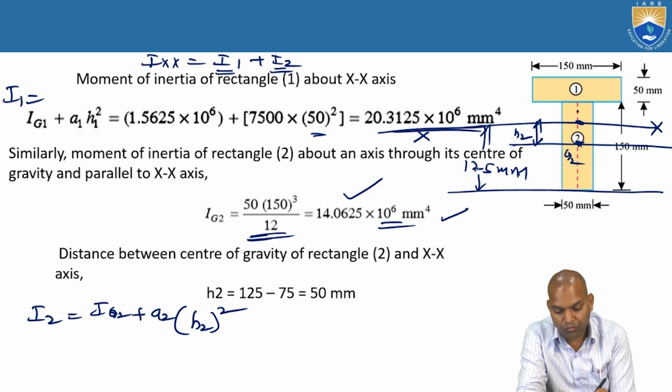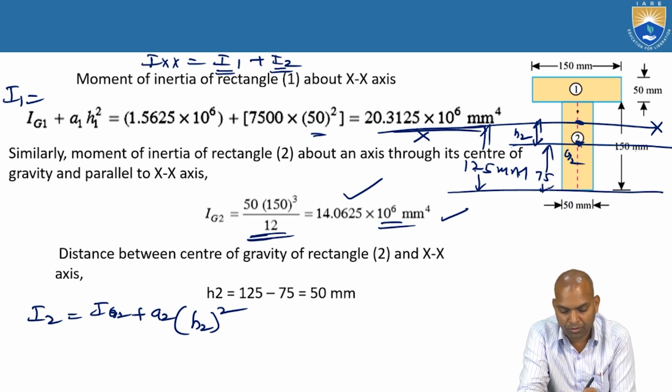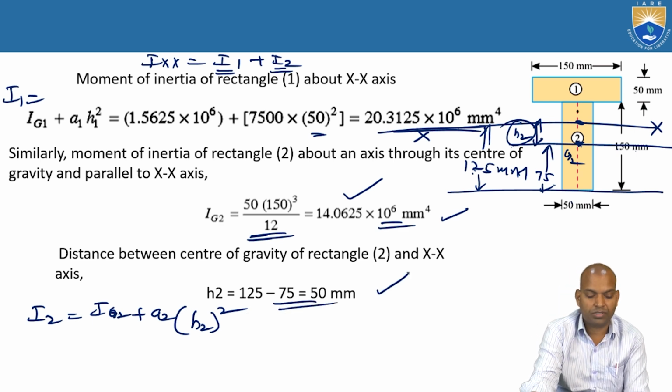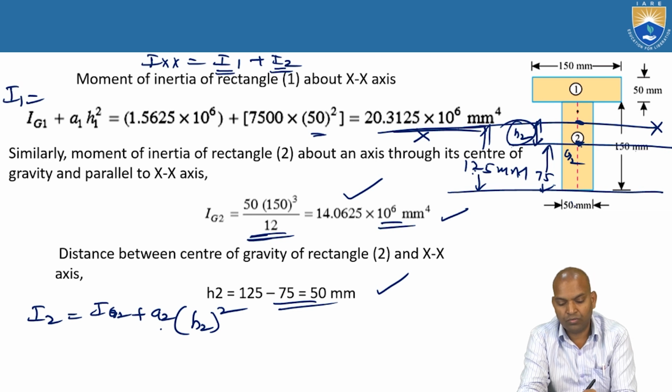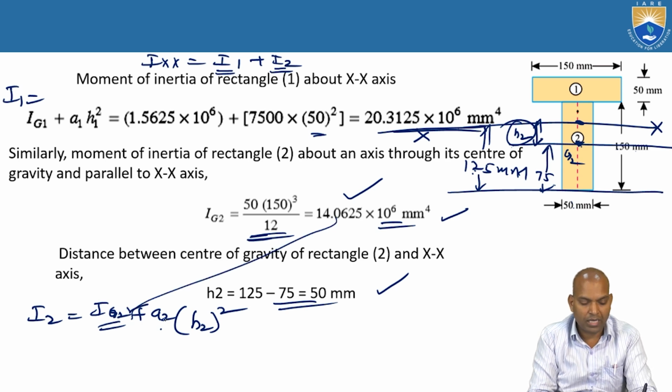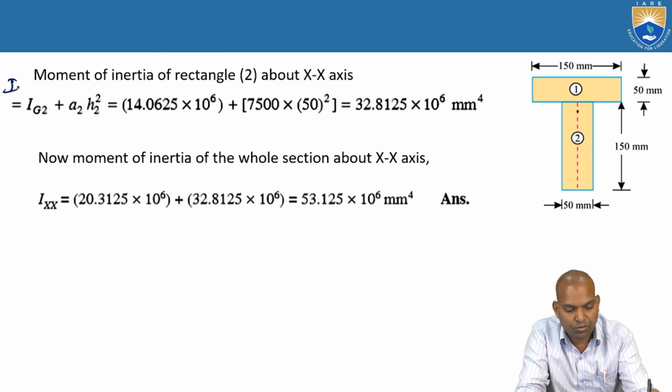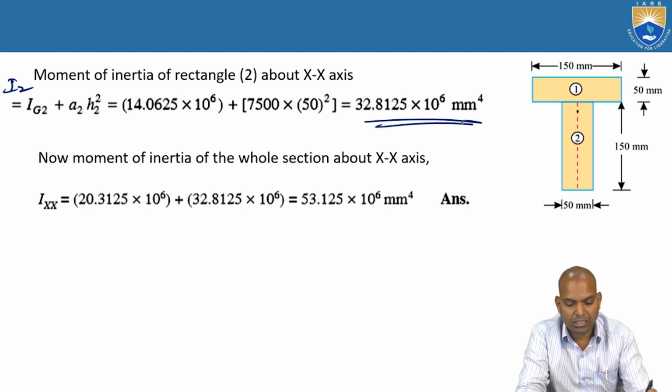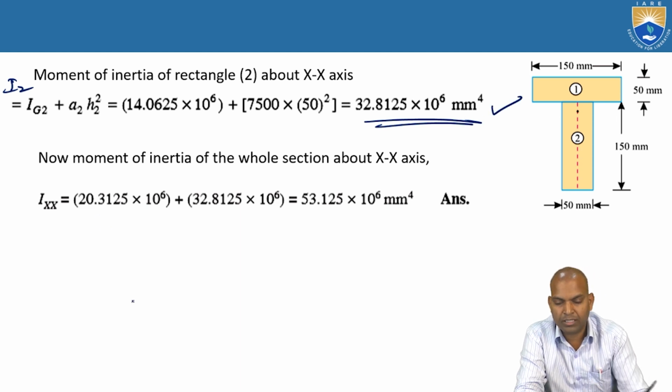Now 125 minus this distance, 75. 125 minus 75 equals H2. That is 50 millimeters. What about A2? A2 equals 50 times 150. Now IG2, substitute here. A2 is 150 times 50, H2 is 50 square. I2 equals IG2 plus A2 H2 square, that is 14.0625 times 10 power 6 plus A2 7500 into H2 50 square. That is 32.8125 into 10 power 6 millimeter power 4.